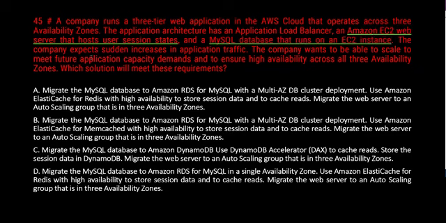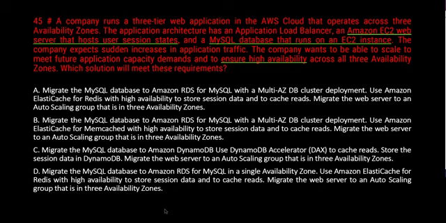The company expects sudden increases in application traffic. The company wants to be able to scale to meet future application capacity demands and ensure high availability across all 3 availability zones. Okay, so they have multiple things going on here.